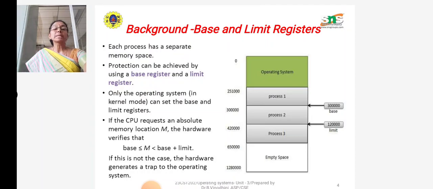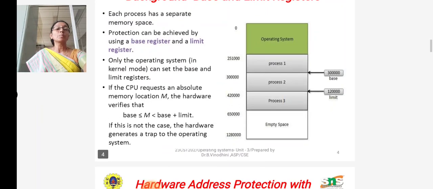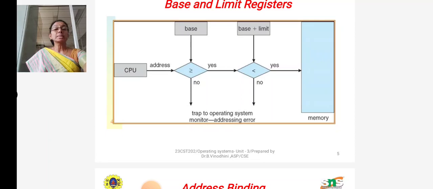Only the operating system can set the base and limit registers. The CPU requires an absolute memory location M. The hardware verifies whether base is less than or equal to M, and M is less than base plus limit. If it is, the access proceeds. If not, the hardware traps the error to the operating system. So the CPU generates the logical address, and that address is checked against the base and limit registers. If it is within the particular memory space, it goes to that memory. Otherwise it traps to the operating system as an error.